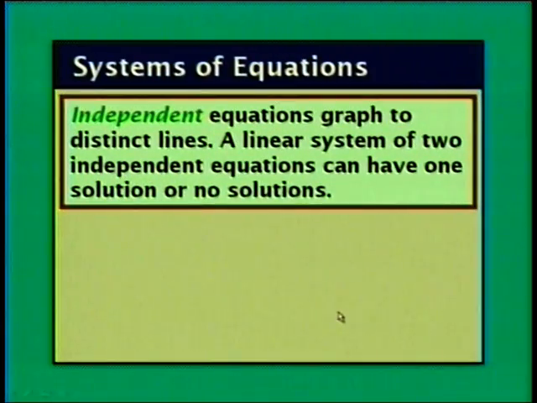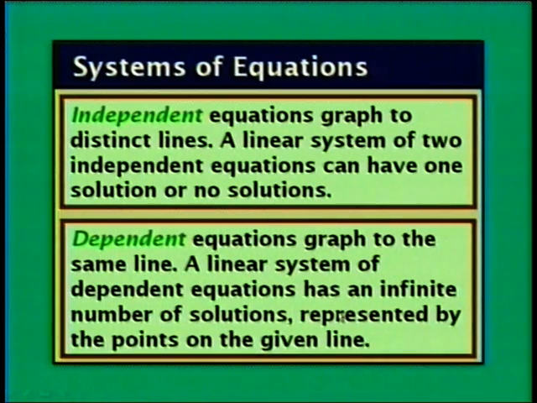We had a whole bunch of language that went along with systems of equations. Independent equations graph two distinct lines. A linear system of two independent equations can have one solution or no solutions. Dependent equations graph to the same line. A linear system of dependent equations has an infinite number of solutions represented by the points on the given line.